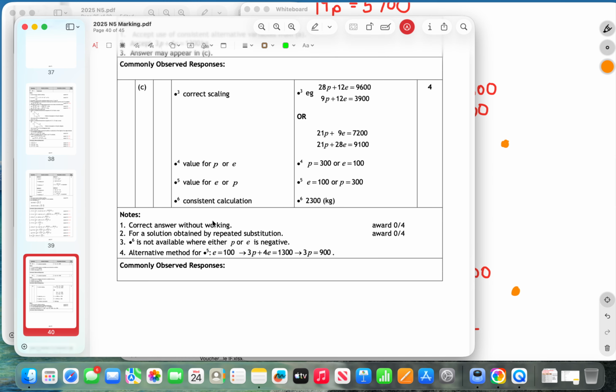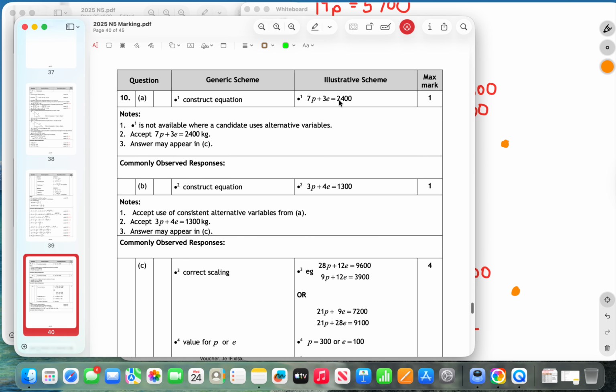Let's have a look at these. You would get no marks for showing no steps or no working, and you would also get no marks if you use substitution. So if you use any methods of like guess and check or trial and error, you get nothing. So if you tried to plug numbers into the equations in A and B with the hope of finding the values of P and E, that doesn't cut it. You have to use the method that I've shown you.